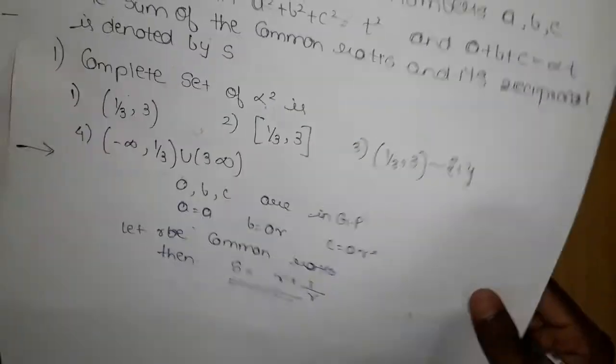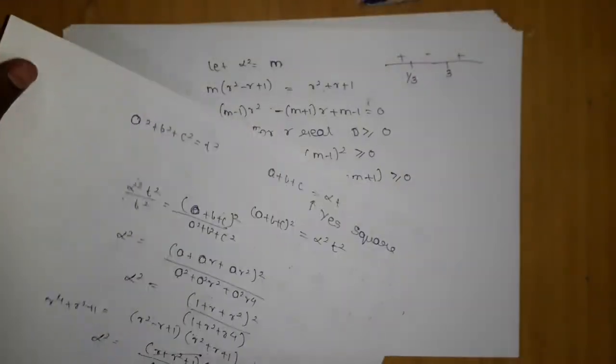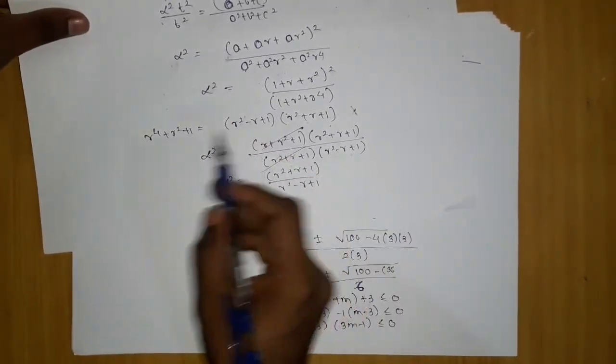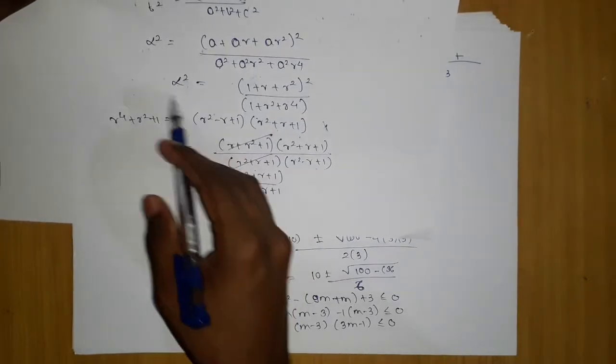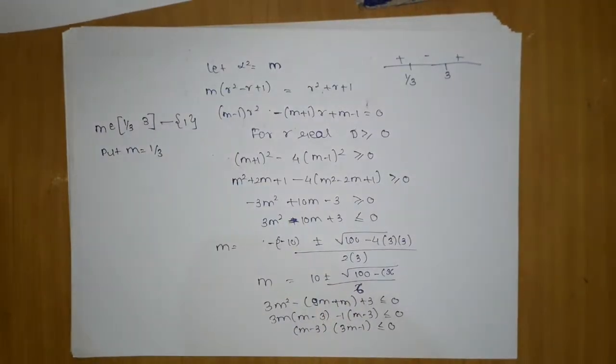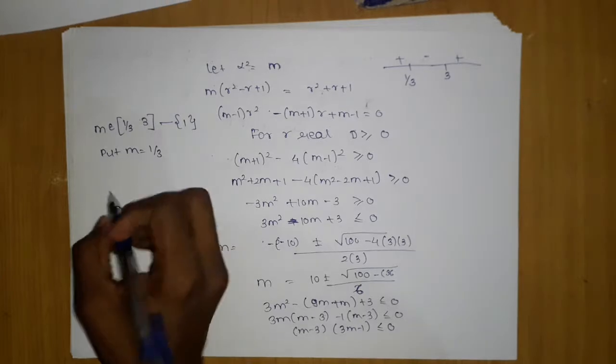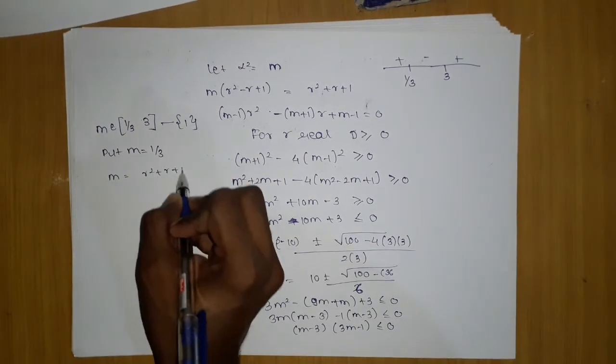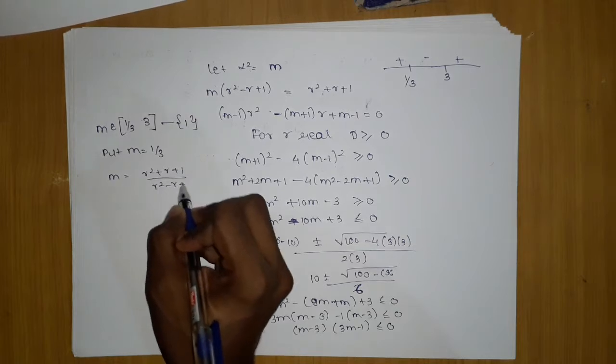Now where to put it? If you have understood, you must know where to substitute. We will substitute here, because we have taken m as alpha square, so we will substitute here only. So m equals alpha square plus r plus 1 over r square minus r plus 1.